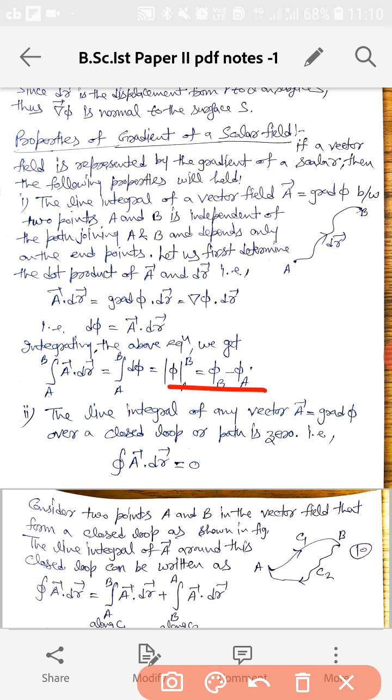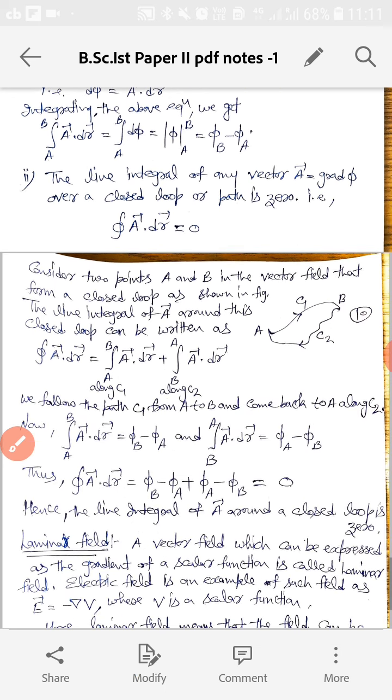Similarly, if we want to find the line integral of any vector, which can be written as the gradient of a scalar function, over a closed loop, that means from A to B, then B to A, it will always be 0. This is a very important property. If we have any function which can be written as gradient of phi, then the line integral over the closed path will always be 0.